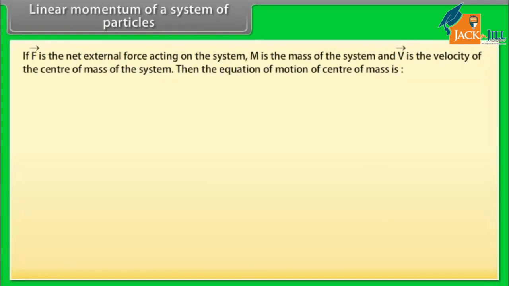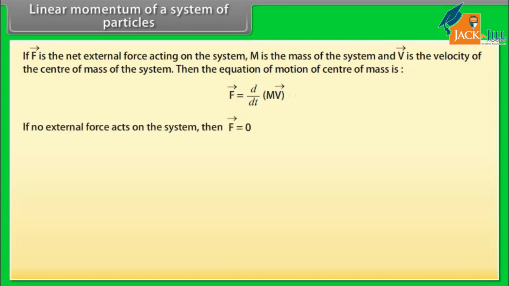Linear momentum of a system of particles. If F vector is the net external force acting on this system, m is the mass of the system and v vector is the velocity of the center of mass of the system, then the equation of motion of center of mass is F vector = d/dt of (m v vector). If no external force acts on this system, then the F vector will be equal to 0. By putting the value of F vector in the above equation, we get d/dt of (m v vector) = 0.